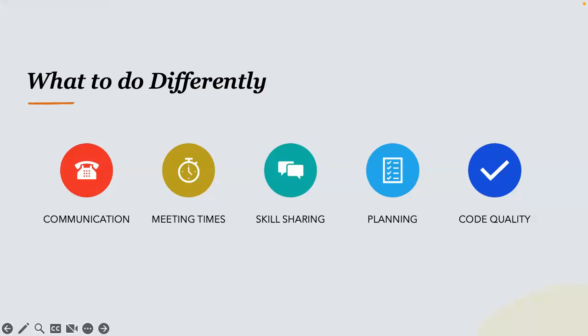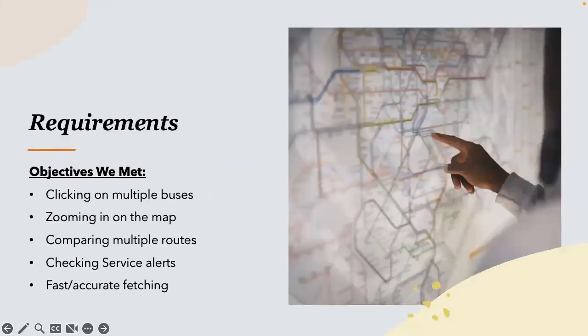In terms of the SRS that we wrote earlier this semester, we had some great objectives that we met that you can see functioning on our app. Multiple buses are able to be selected at the same time. You can zoom on the map. You can compare multiple bus routes. You can check the service alerts, as Penny showed us. And we also have fast and accurate fetching. Our fetching speed depends on what data we're getting. For example, our buses update the fastest, while our stops and alerts do not update as quickly.